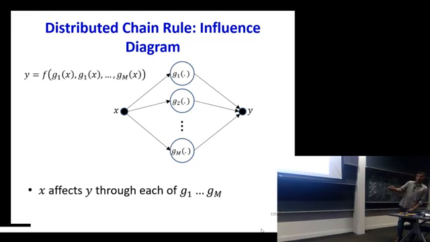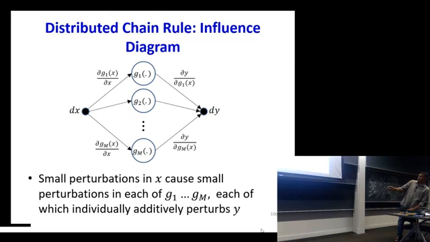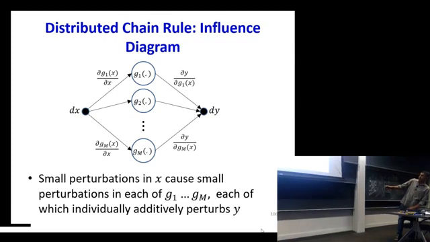This is the correct way to look at it. A change of x affects every one of these guys. A change in any of these guys is going to affect y. So when I think of how much a small change in x affects y, a small change in x results in a small change in g1, which results in a small change in y. A small change in x affects a small change in g2, which results in a small change in y. And all of these contributions are additive.